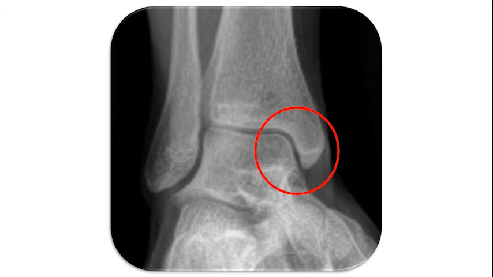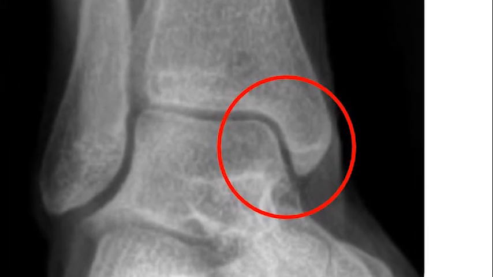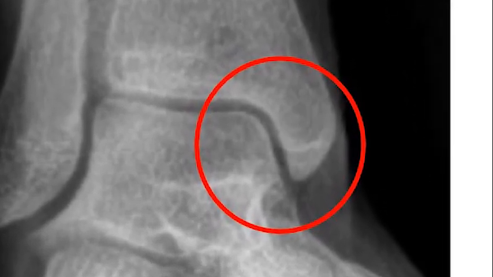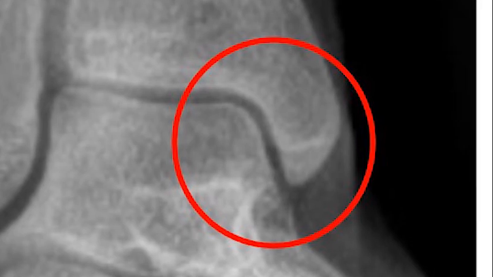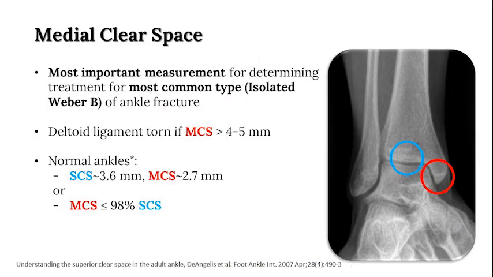The medial clear space is the radiographic clear space between the medial border of the talar body and the lateral edge of the medial malleolus. Medial clear space is a proxy for the integrity of the deep deltoid ligament. If the deep deltoid ligament is injured, the medial clear space becomes wide under stress. In general, while there are different ways to measure the medial clear space, a widening of 4 to 5 millimeters or a medial clear space greater than the superior clear space is typically thought to represent a deep deltoid ligament injury and an unstable mortise.